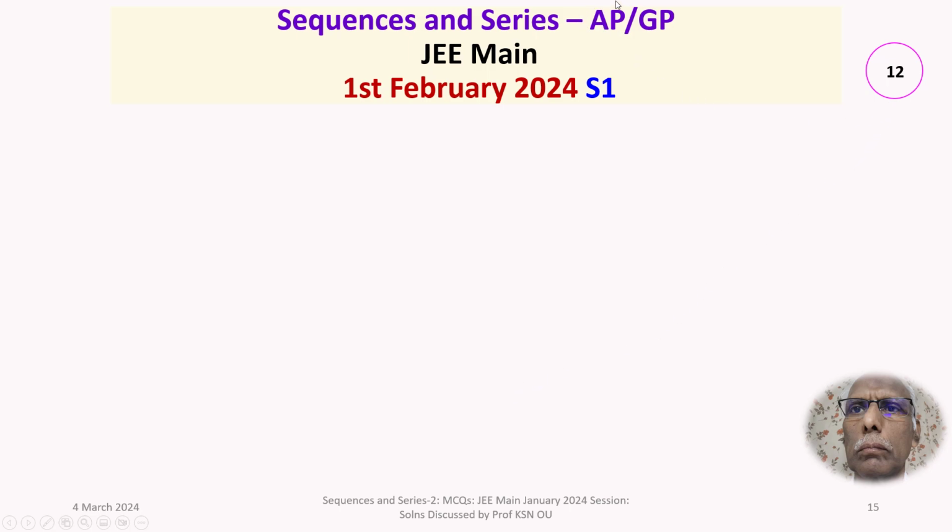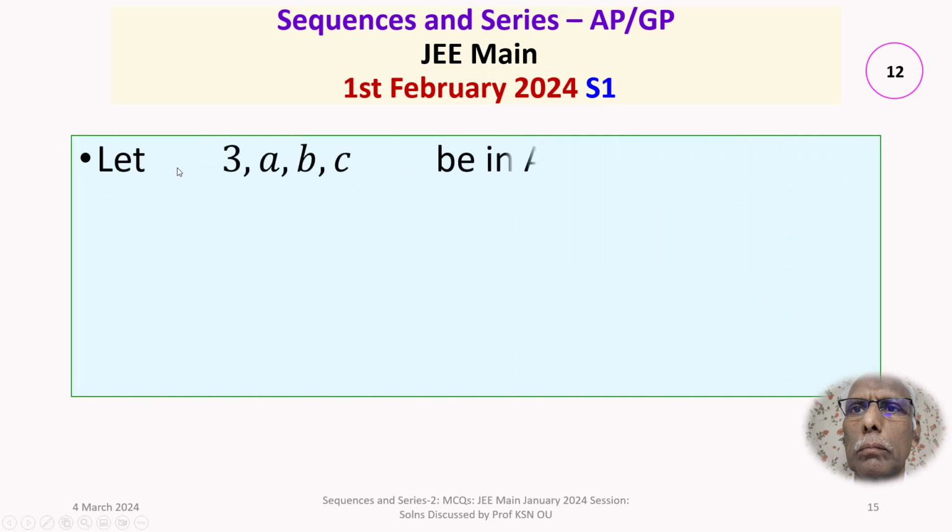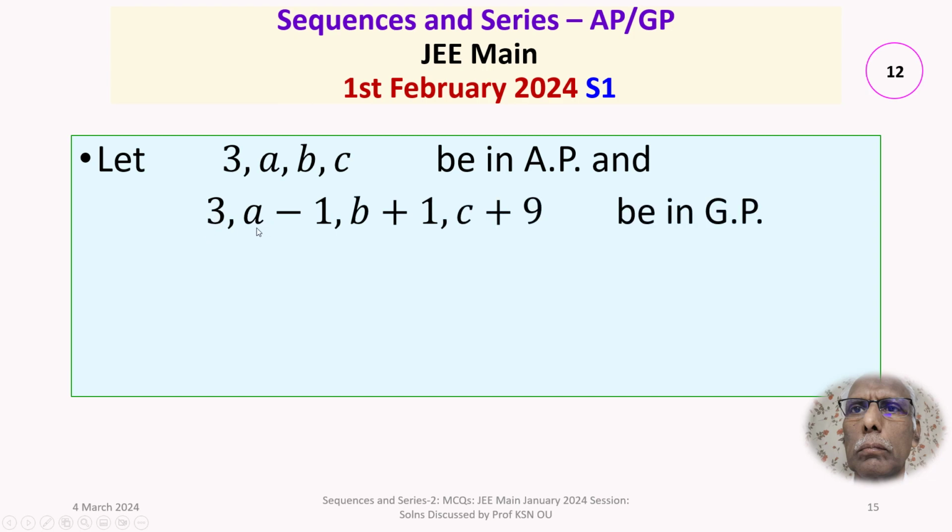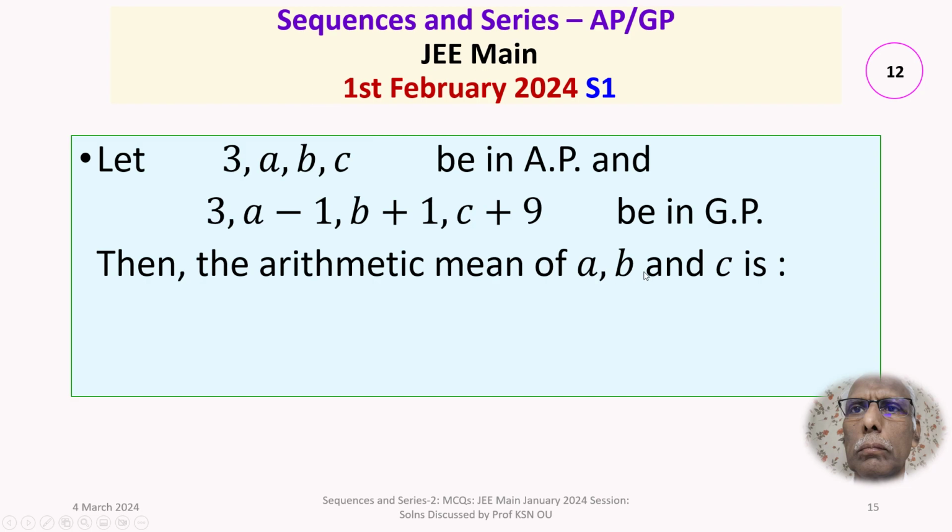It's again a problem based on the concepts of arithmetic progression and geometric progression. The question has appeared in the JEE Main examination held on 1st February 2024 in the first session, that is in the first shift. The given question is: let 3, A, B, C be in AP, and 3A minus 1, B plus 1, C plus 9 be in GP. Then the arithmetic mean of A, B and C is, and we are given 4 options.